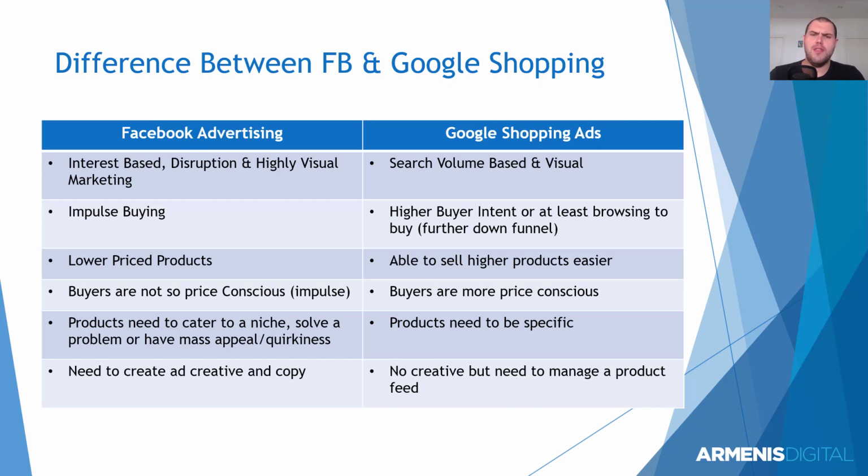So the great thing about Google is you actually find it a bit easier to sell higher priced products because you've got that trust factor that Google has. People selling on Google get that added trust. I don't feel like Facebook has that same level of trust, and because it's impulse as well, it's much more geared towards selling lower priced products.